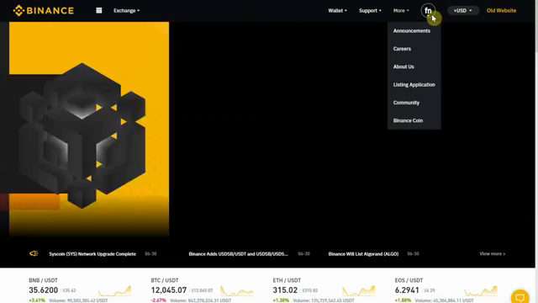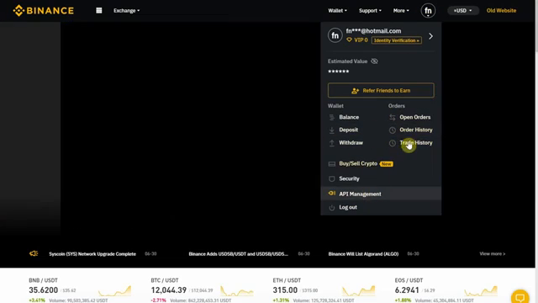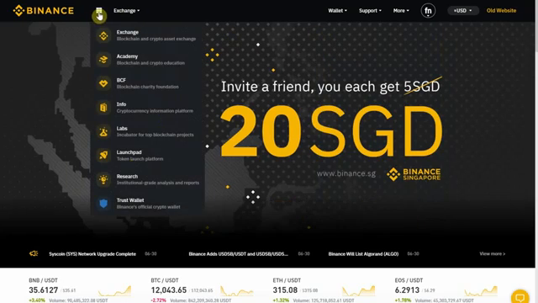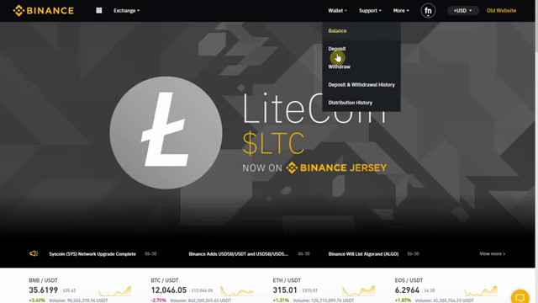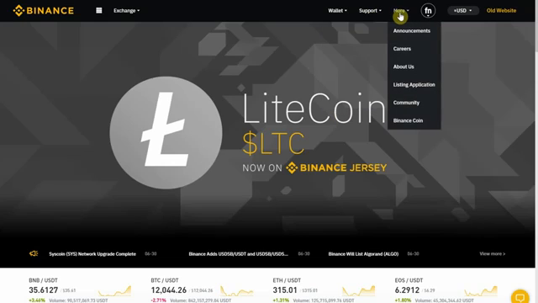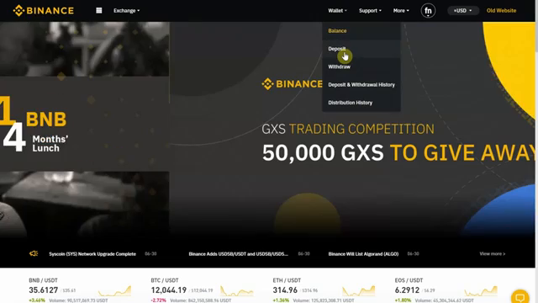So I'm already logged in. You have my account information here, along with some shortcuts. This is the same as I showed you before: the exchange, wallet, support, and more. I'm going to go ahead and select the deposit.